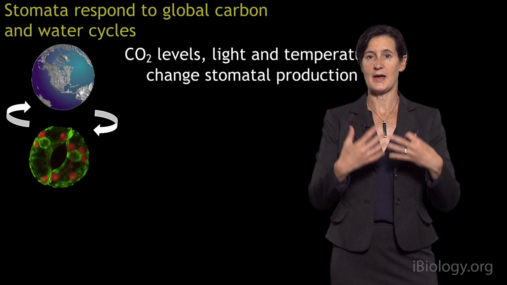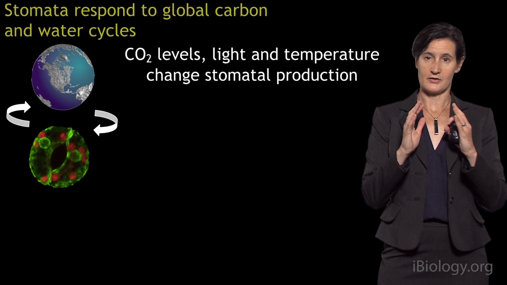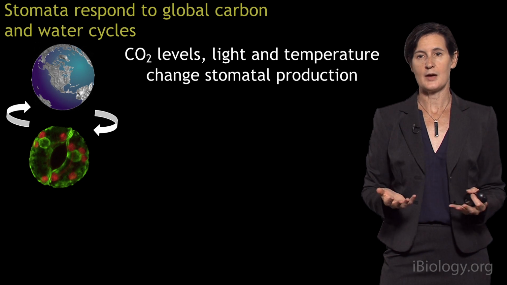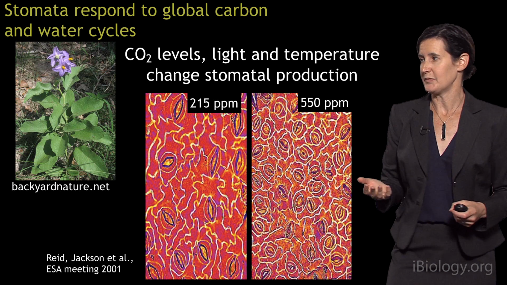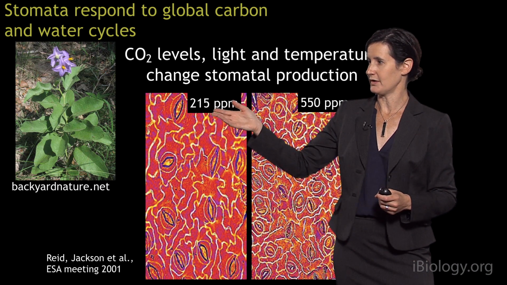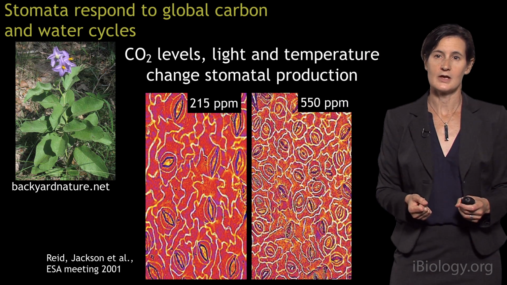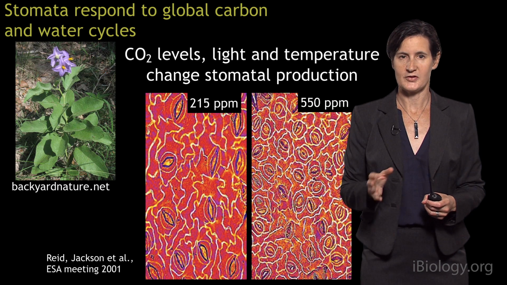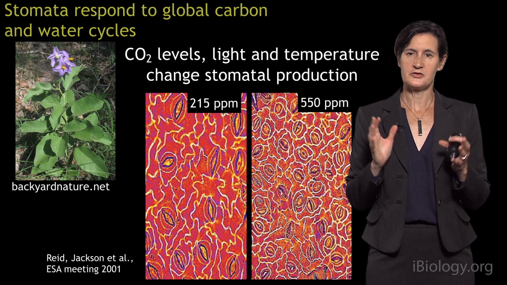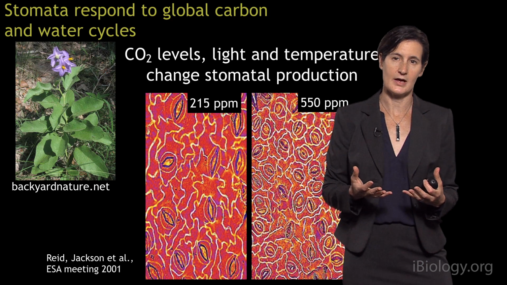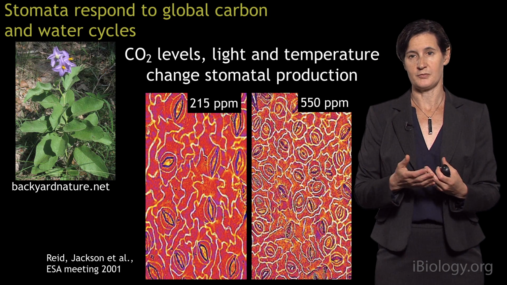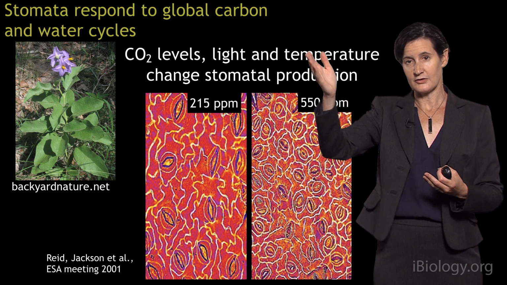What's in the climate comes back and influences whether plants have open or closed stomata, but also how many they make. And you can see this as an example. This is from an experiment done on a plant out in the desert. This is a plant that's a relative of potato. And this is an experiment where people changed the carbon dioxide levels.